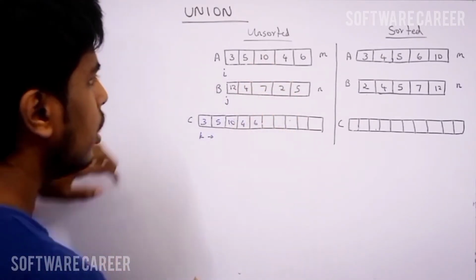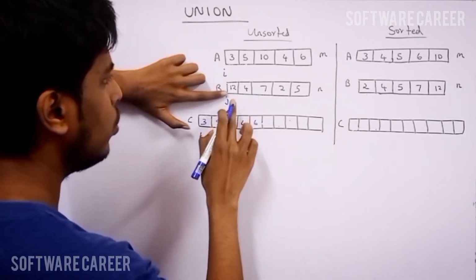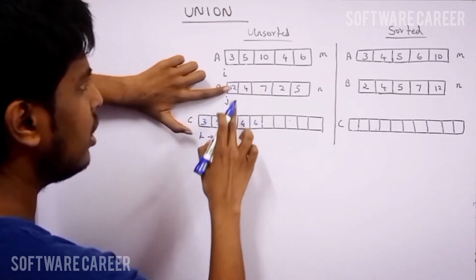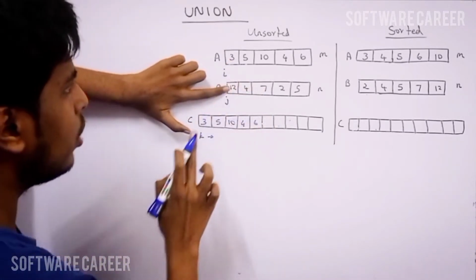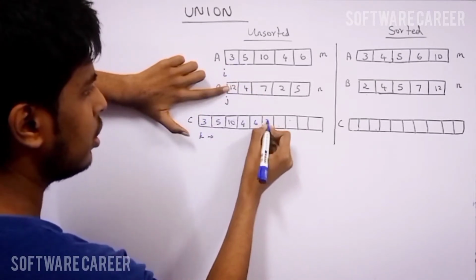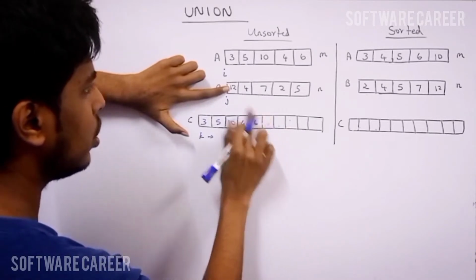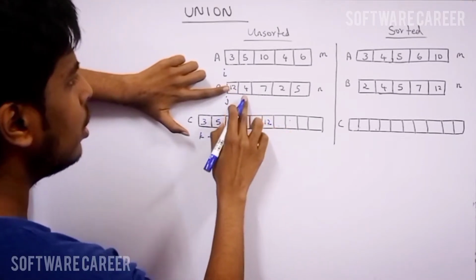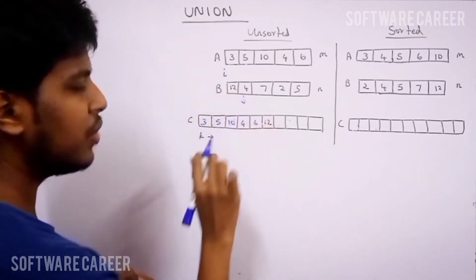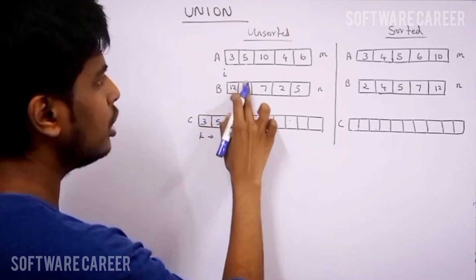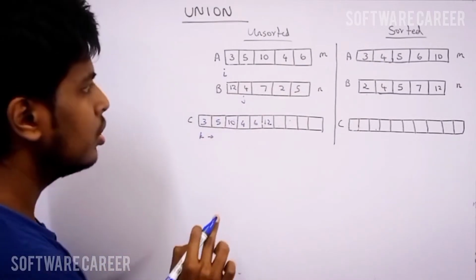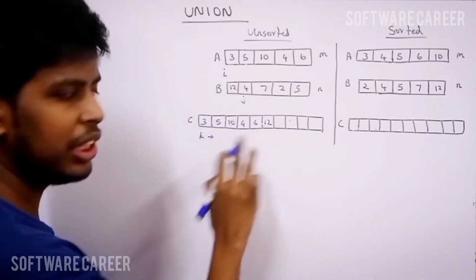Next step: J is at 0. Now B of J is 12. You should compare 12 with the elements of A, whether they are equal or not. They are not equal, so you can write 12 over here, B of J. Now J is at the first index. Now compare whether 4 is present in any elements of A. Yes, 4 is present here, so you can't write 4 over here because it will be repeated.